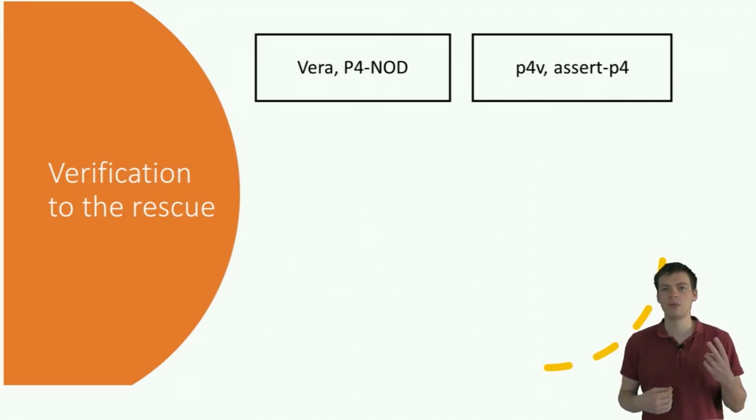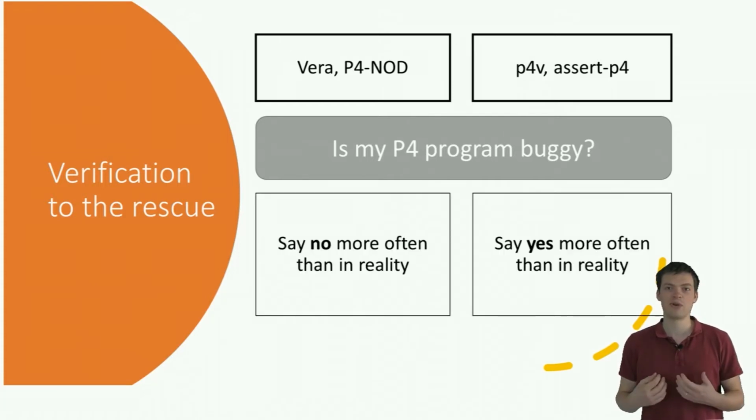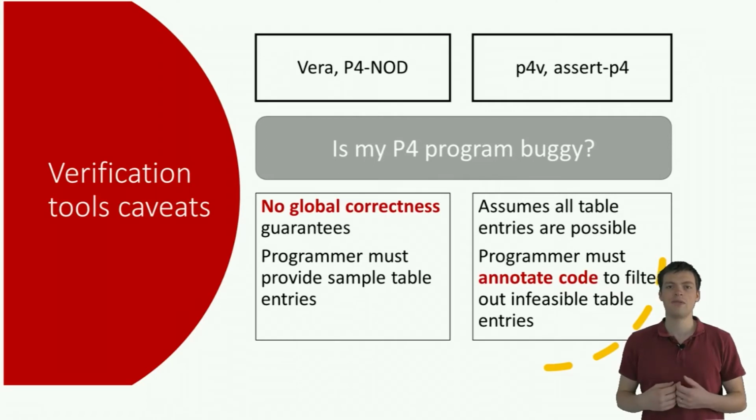There are essentially two approaches to P4 verification. They both attempt to answer the same question: does my program exhibit any bugs? The approach taken by Vera and P4 Node answers no more often than in reality, whereas the approach taken by P4V and p4-assert answers yes more often than in reality. We say that it has false positives. Okay, this sounds great. However, verification tools exhibit their own caveats.